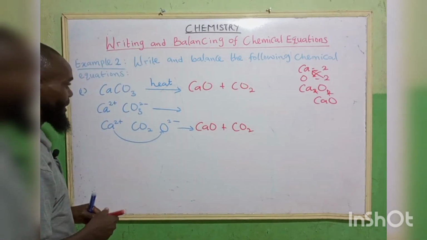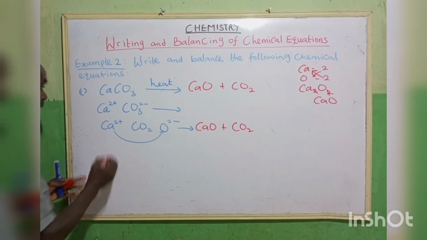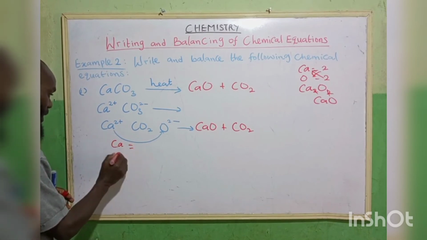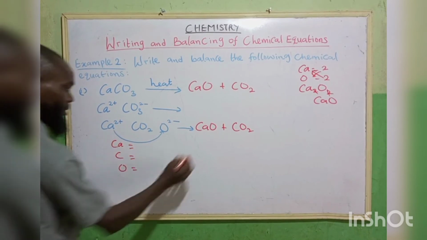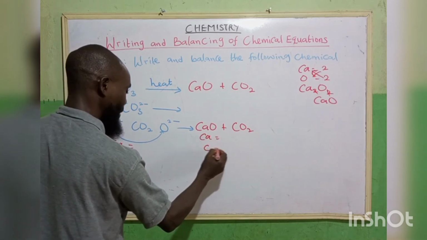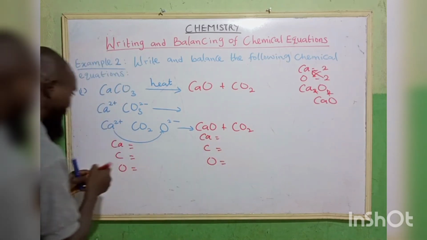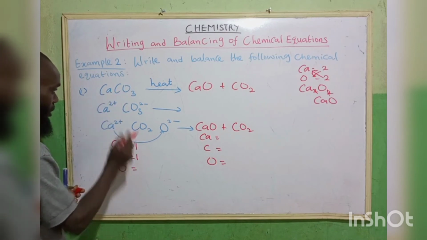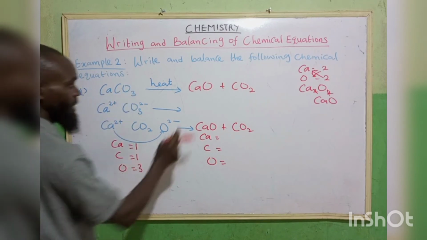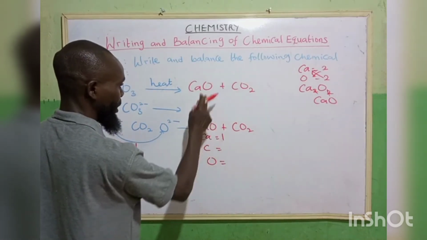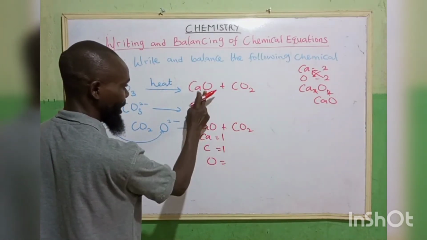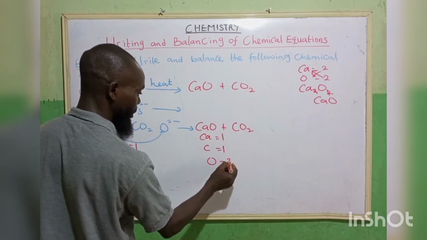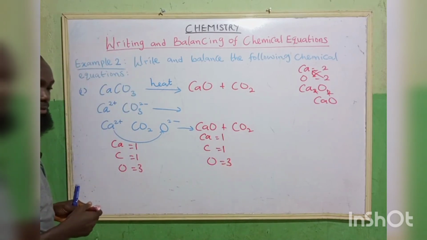Now let us list the elements that we have on the left and right hand side. Calcium, carbon, and oxygen. Calcium, carbon, and oxygen. So how many calcium do we have here? We have 1. Carbon, we have 1. Oxygen, we have 3. Calcium here, we have 1. Carbon here, we have 1. Oxygen here is 1, plus these two making what? 3. So this is balanced already.